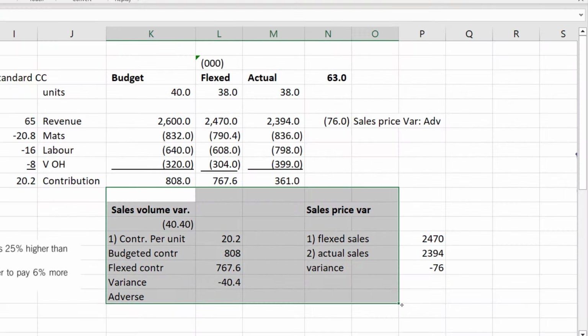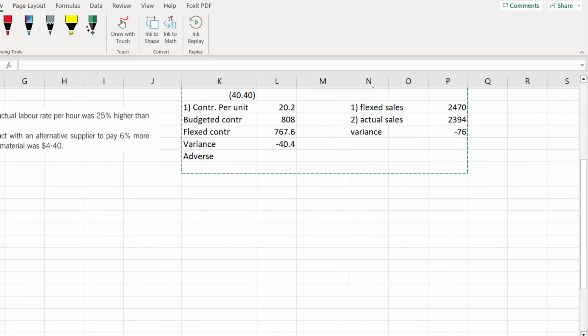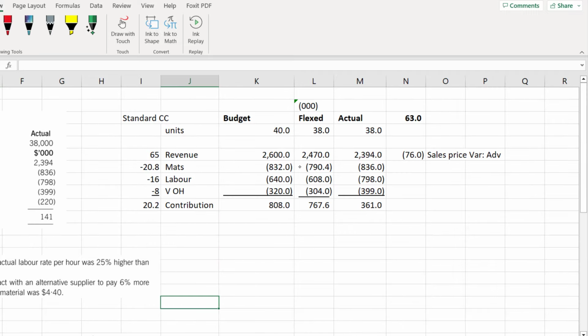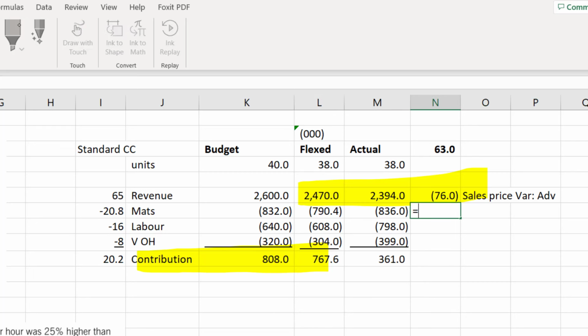I'm going to copy and paste these out of the way for now. Cut and paste them over here. Now let's get on with the materials variances. So we did the sales volume, sales price, and then the materials variances, again, it's going to be flexed versus actual. So it'll be equal to the actual minus the flexed. And I can copy that down.